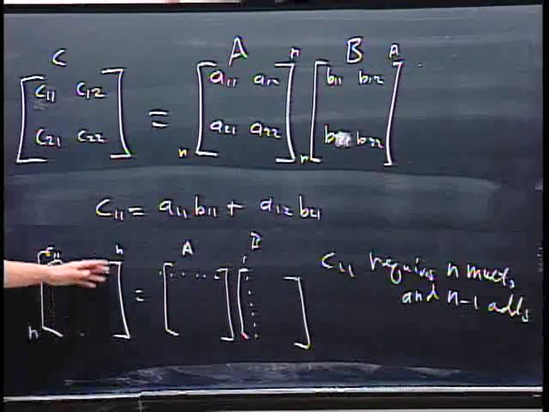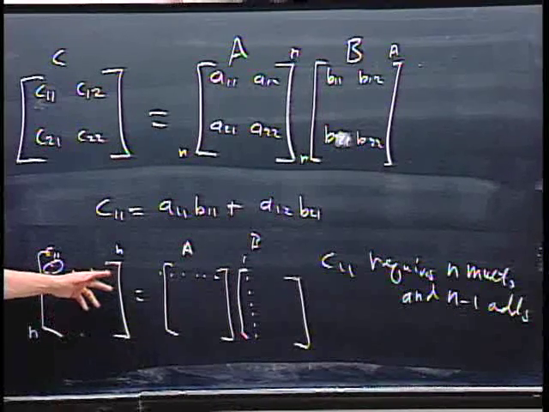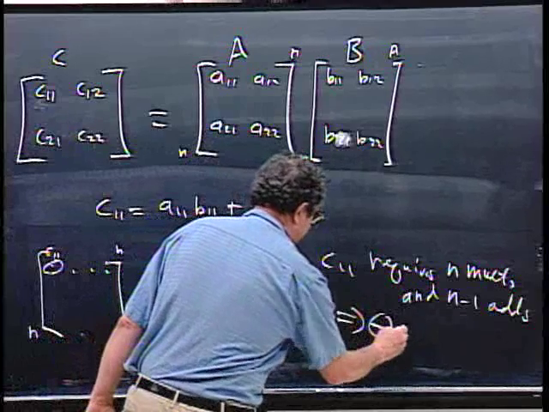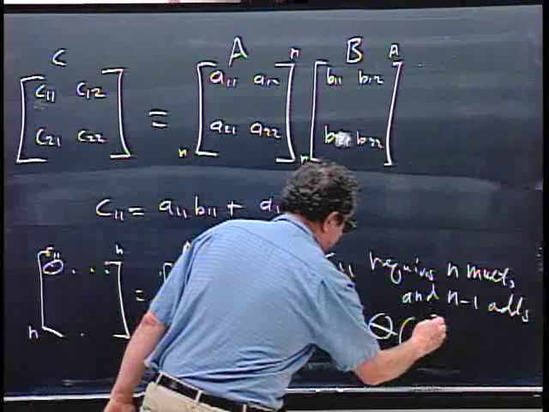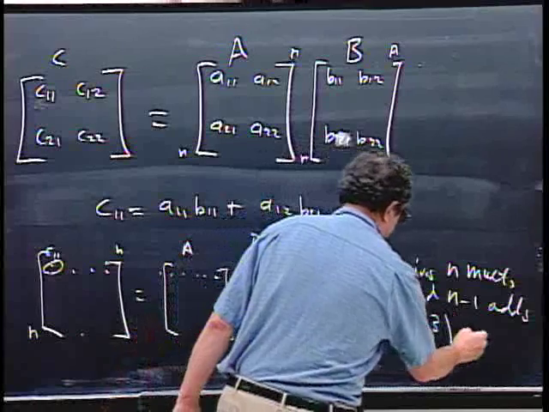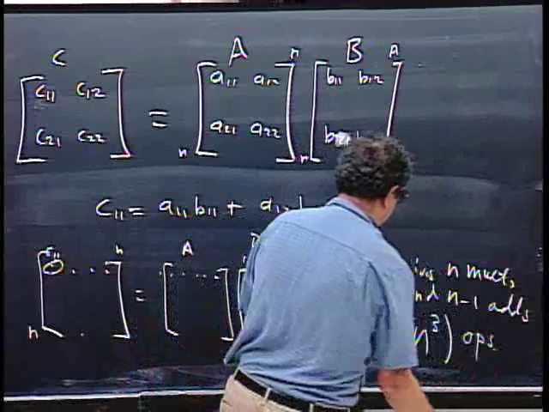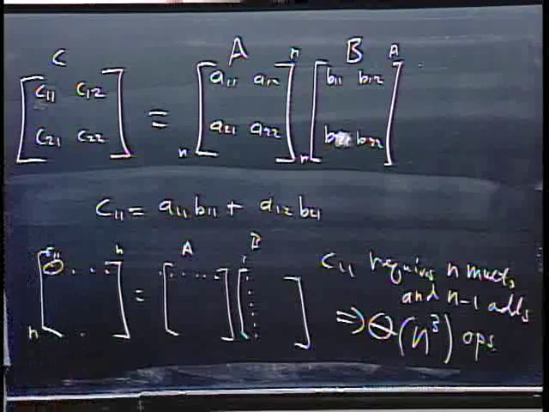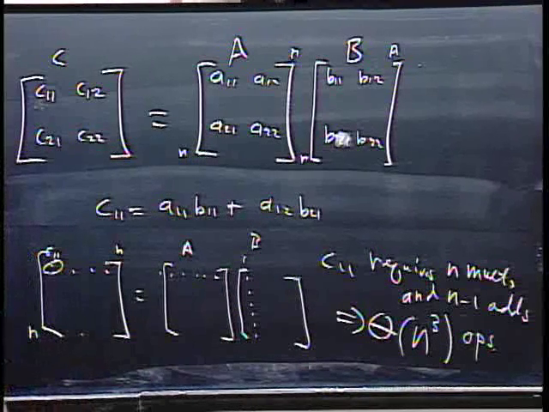And in an n by n matrix, we have n squared entries. And so this implies that we actually do n cubed operations, n cubed multiplications and roughly n cubed additions. Okay, so how are we doing on the board there?